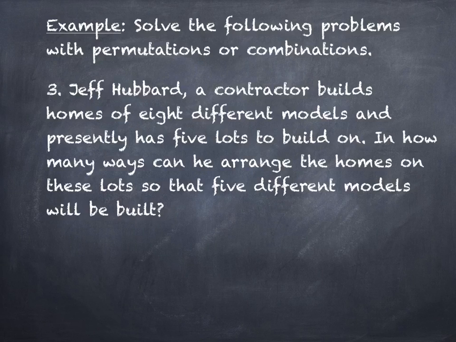Okay, so do you have a picture in mind? He has 5 different locations. We don't know if they're right in a row or if they're in different parts of the city or state or something like that, but he has 5 different plots of land. And then it said he has 8 different models. That's like saying he has 8 blueprint options. Okay, everybody with me so far? All right. It says, in how many ways can he arrange the homes on these lots so that 5 different models will be built? So the first thing you have to decide is, does the order matter?